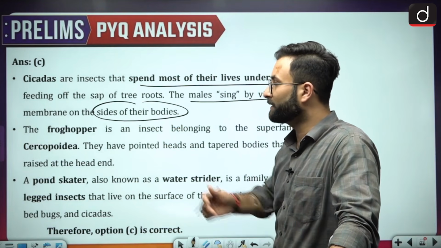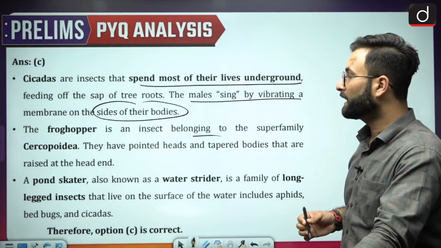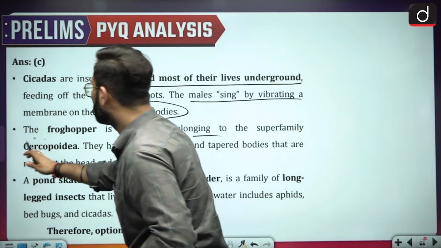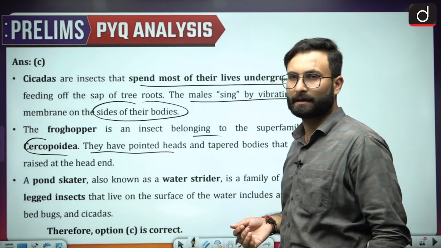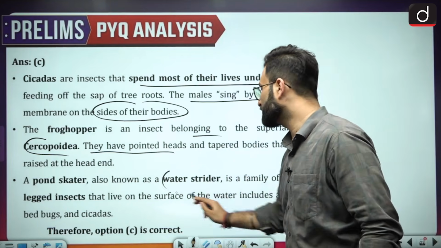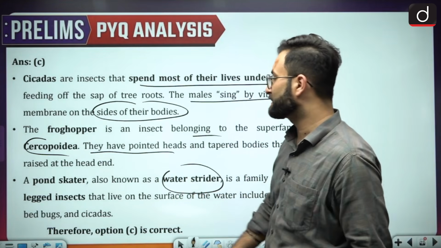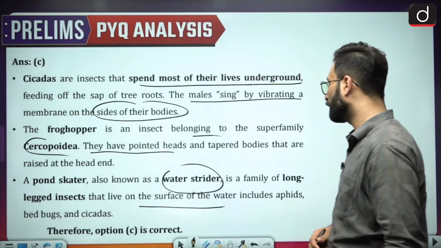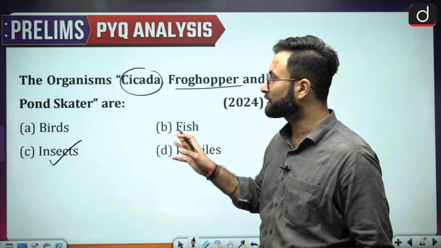Then coming to the next one, frog hopper is an insect belonging to the superfamily Cercopoidea. They have pointed heads and tapered bodies that are raised at the head ends. Coming to the next one, pond skaters, also known as water striders, is a family of long-legged insects that live on the surface of the water. It includes the aphids, bedbugs, and the cicadas. Okay, so these are your insects over here.